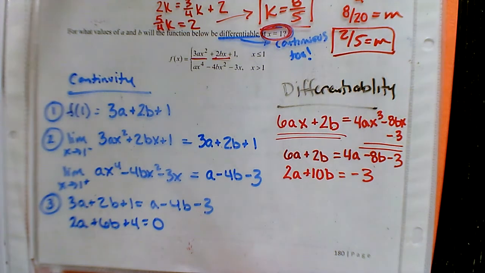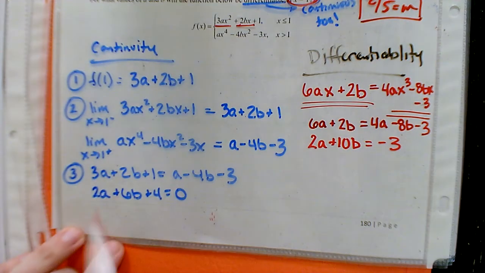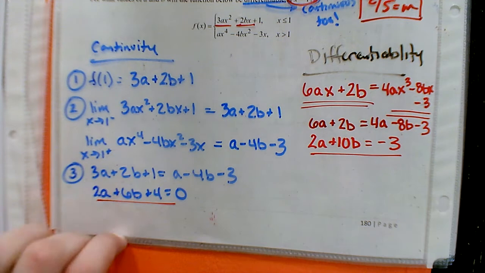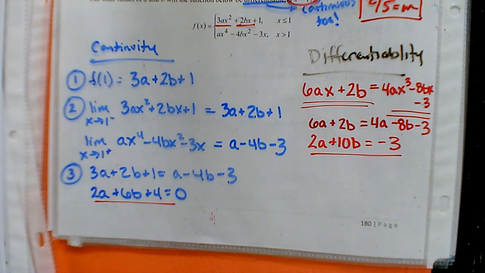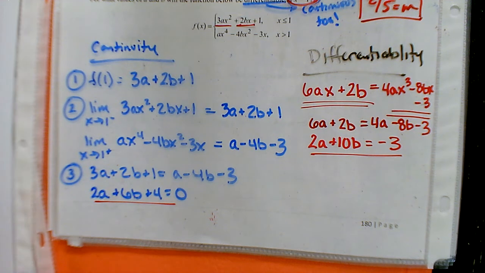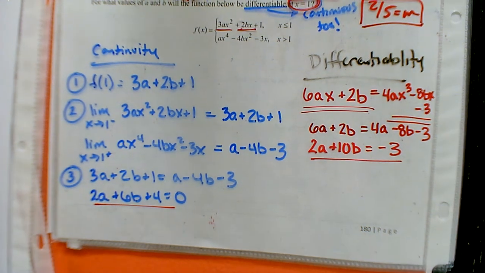But somehow we have to utilize these two equations to figure out a and b. What do you want to try? Do we like substitution? There was another method called elimination. Maybe you guys remember that? Do we have a preference? You want to do elimination?